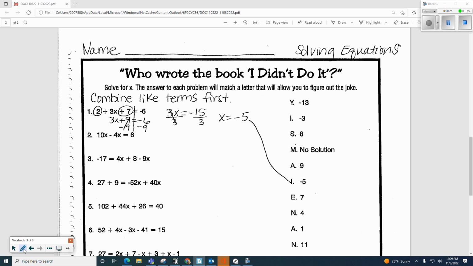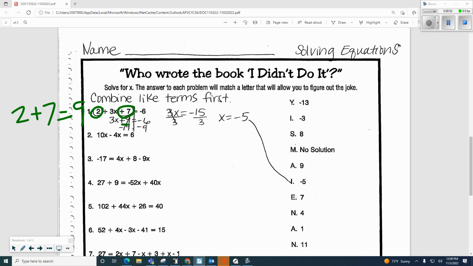Okay, if you look at the one that I did for you, example 1 here, you'll see that I circled the 2 and the 7. Those are called constant terms. They have no variable with them, so they are like terms. So we're just going to combine them together. They both happen to be positive, and so I just added 2 plus 7, and I got 9. So you can see that's why I rewrote that side as 3x plus 9.